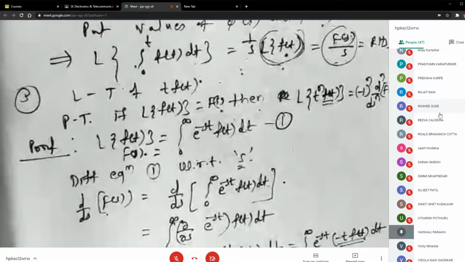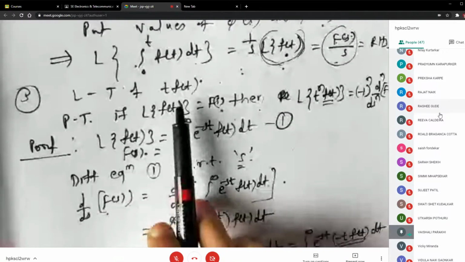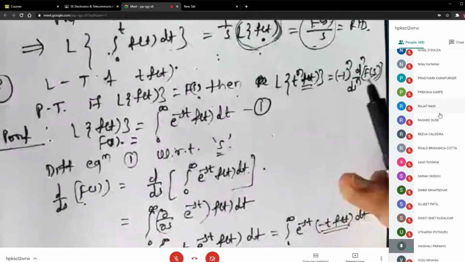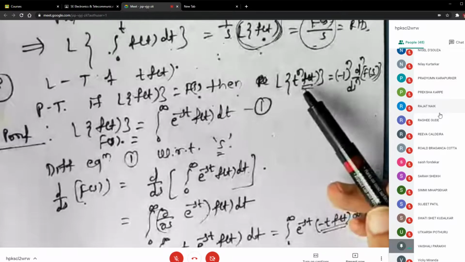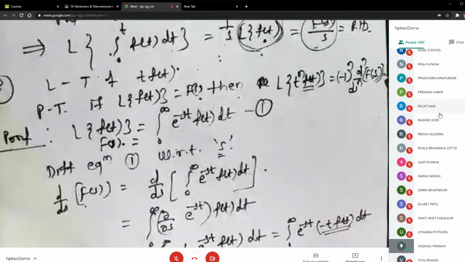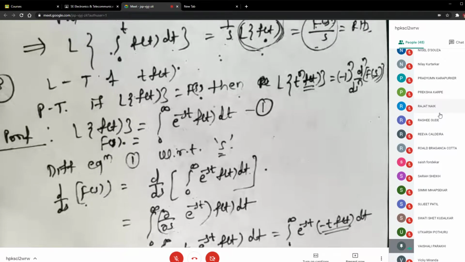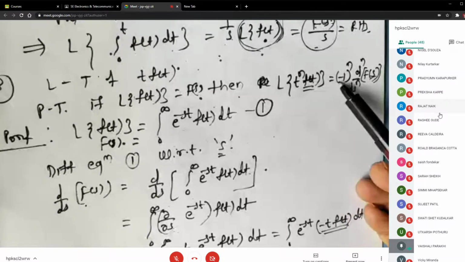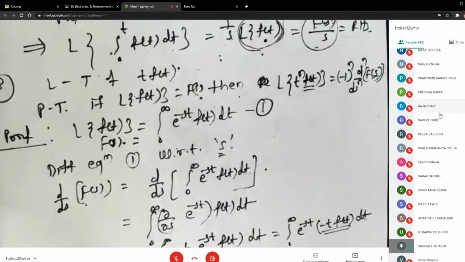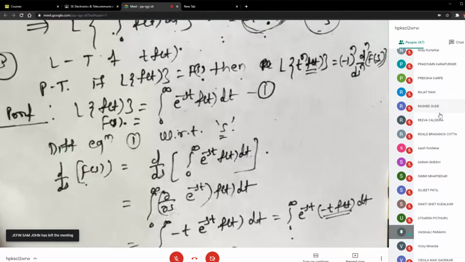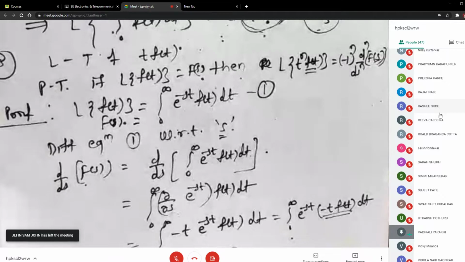Now let us go to the 5th property. Now see the next property. It is Laplace transform of t into f of t. Right? Multiplication by t. You know that when you're multiplying by t raised to n, it is -1 raised to n, nth order derivative of Laplace transform of f of t. If it is only t, then you have to take minus d by ds L of f of t. So this property also we have used to solve examples.